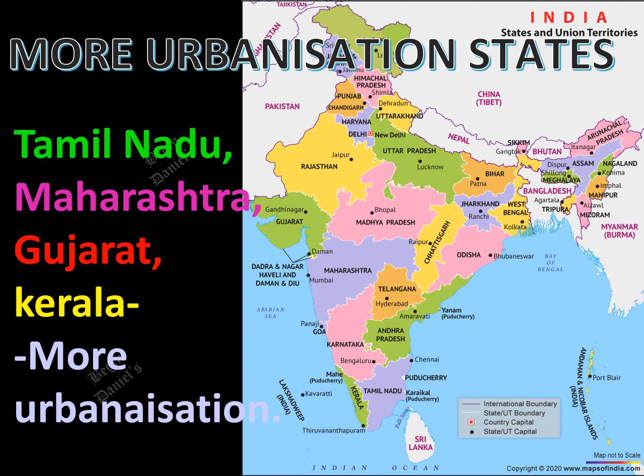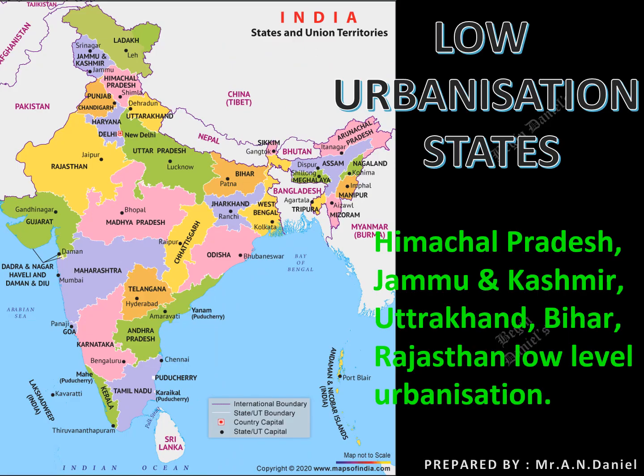What are the states in India that have more urbanization? The following states are the more urbanized states: Tamil Nadu, Maharashtra, Gujarat, Kerala. These are the four states that have more urbanization. Low urbanized states in India: Himachal Pradesh, Jammu Kashmir, Uttarakhand, Bihar, Rajasthan. These are the states with a low level of urbanization.